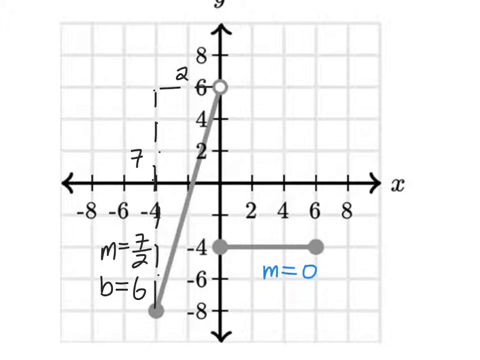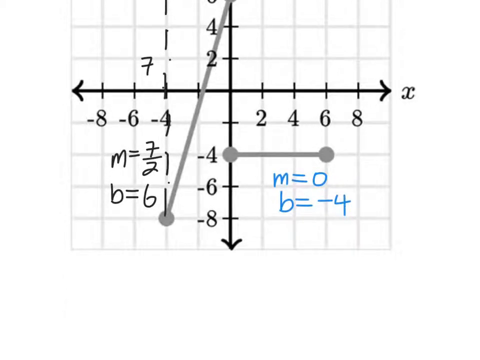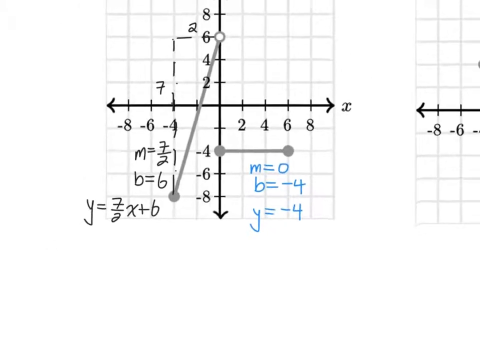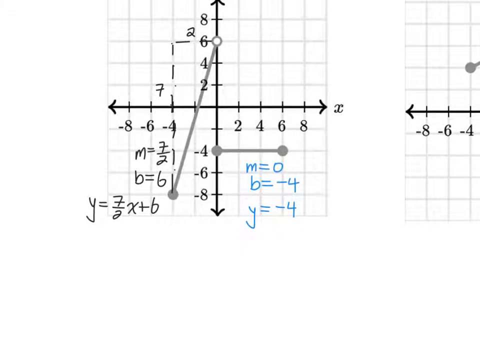0, because it's a horizontal line. Y-intercept? -4. All right, so for the first line, I would say my equation is 7/2 x plus 6. And for the second one, I would say y equals 0x minus 4, but I'm not writing 0x, so y equals -4. Now it's just a matter of putting it all together into one equation.